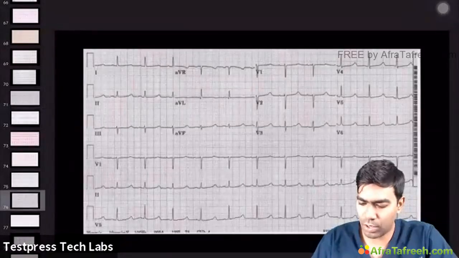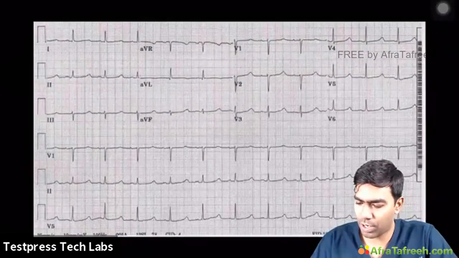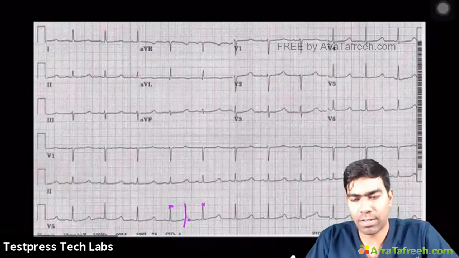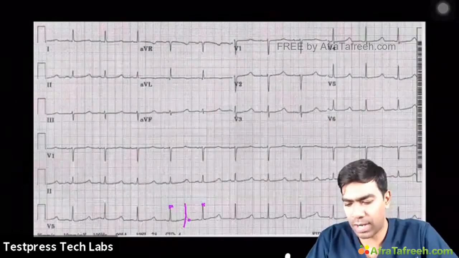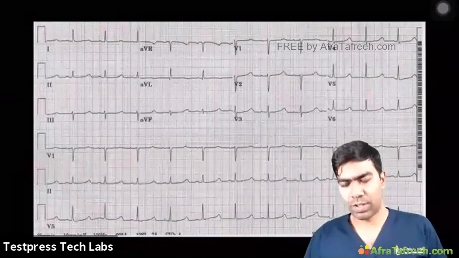this is definitely long QT, because as I told you multiple times, the midpoint you are drawing is going to fall definitely before the T wave. Which means the end of the T wave will be falling after this midline. So if you have this kind of picture, this is definitely a long QT only. So it's very easy to find out.